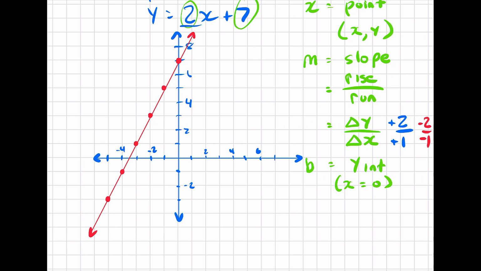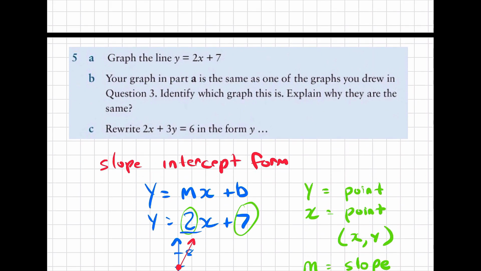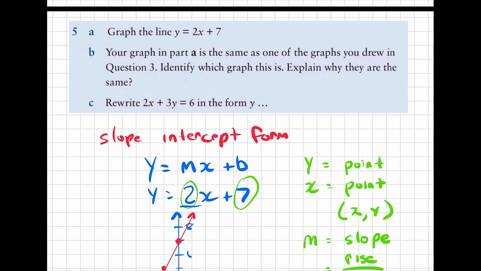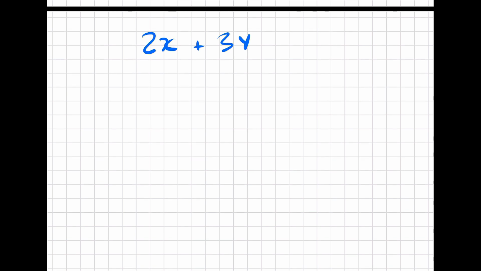All right, so let's take a look at the question again. You can do B on your own. That's pretty easy. Just go back and compare it to some of the previous graphs. But let's take a look at C. It asks us to rewrite this equation. And again, I already went over this before. So we have 2x plus 3y equals 6. So I'll just come down here. We have 2x plus 3y equals 6.